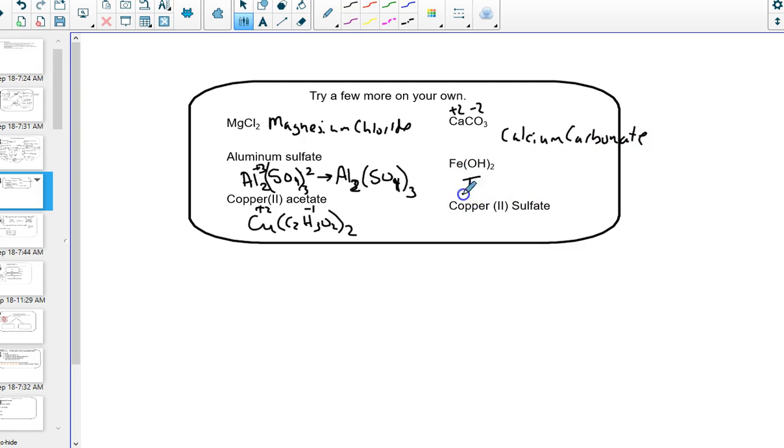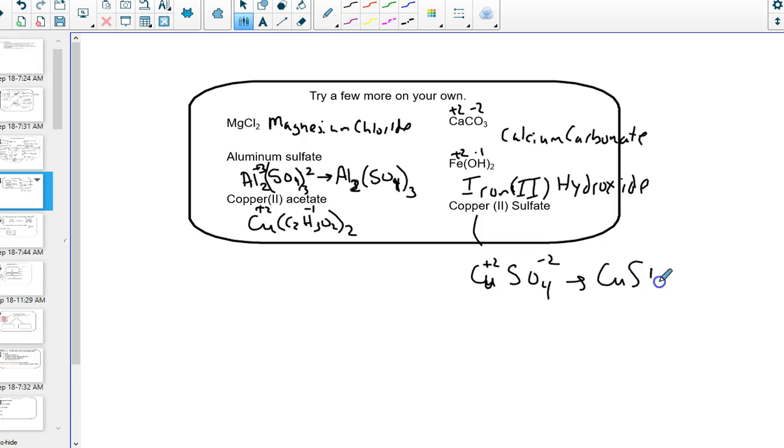This is iron. The 2 here, that's not part of the hydroxide. That's part of the charge balancing. This is a +2. This is a -1. Iron Roman numeral 2 hydroxide. And this guy's copper 2 sulfate. So it's copper with a +2 charge, and sulfate, SO4, -2. So it's just going to be CuSO4.